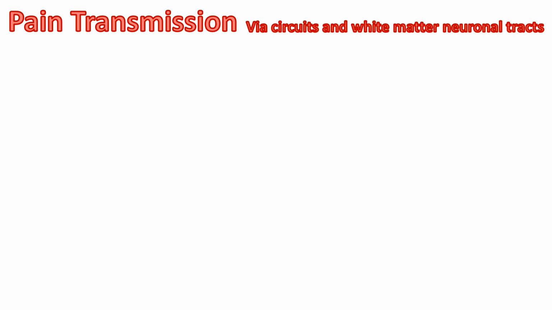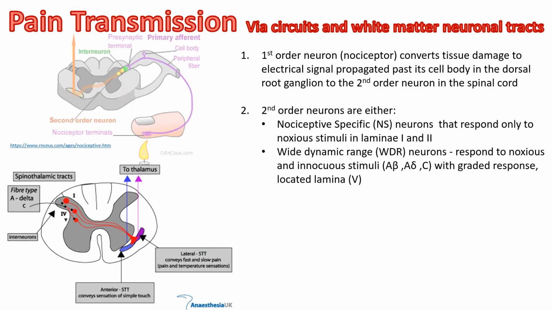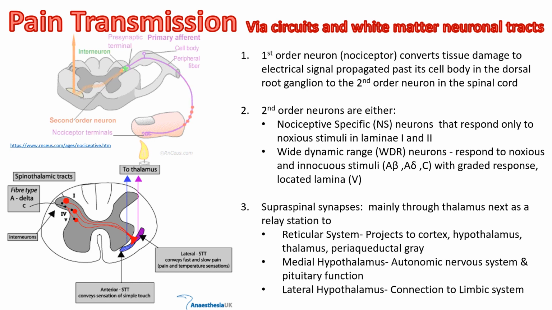Transmission is accomplished from the periphery by a first order nociceptor, which converts tissue damage to this electrical signal we've been talking about. The second order neurons are located in the spinal cord, and there are two main types, those that are responsive only to noxious stimuli and those that are responsive to both noxious and innocuous stimuli. They're located in different areas of the spinal cord, however, they both travel up to the brain through the lateral spinothalamic tract. Once this goes through the spinothalamic tract, the thalamus is the main relay station, which propagates the signal to the reticular system, hypothalamus, periaqueductal gray, and the cortex.